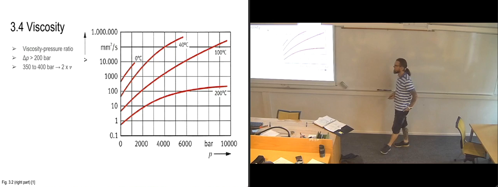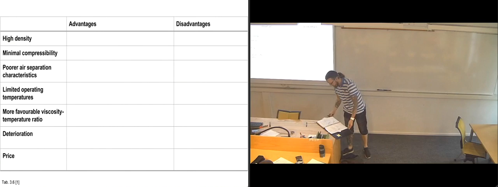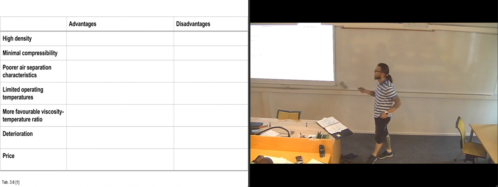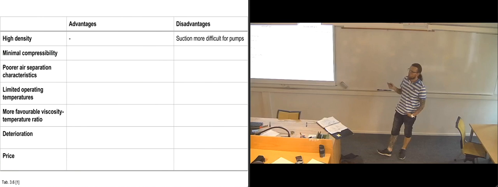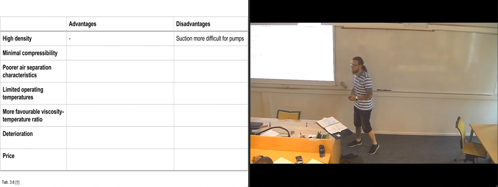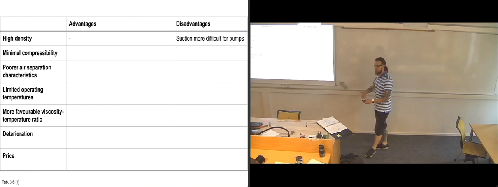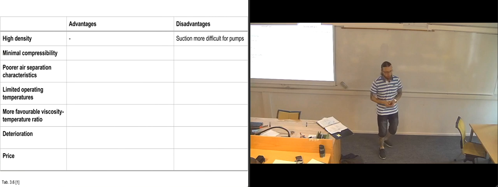So we're going to look a bit at different advantages and disadvantages. Here we have different characteristics or properties of fluids. So if we have a high density fluid, there are basically no advantages. The disadvantage is it's more difficult for the pump to suck it up from the tank because it's so heavy. So that is often why we choose oils instead of water-based solutions, because oil has a lower density than water, so it's easier to move it around, less weight.